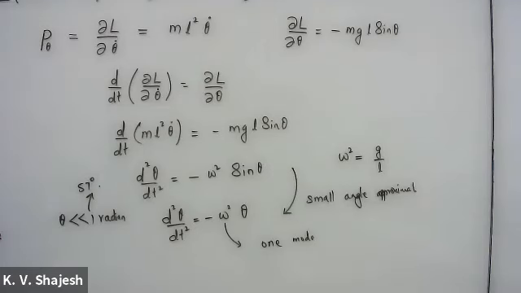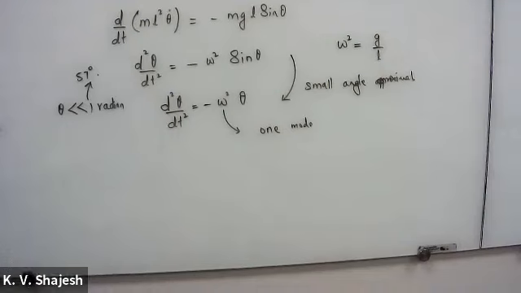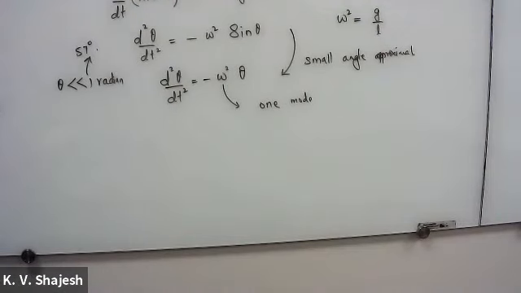I do have a quick question. If you replace the string with a spring, could you get two different modes then? Yes, you will probably get more modes than that. It will not just be one mode type. First of all, you have to get the equation. I don't know the answer offhand, but surely more modes. It won't be one.